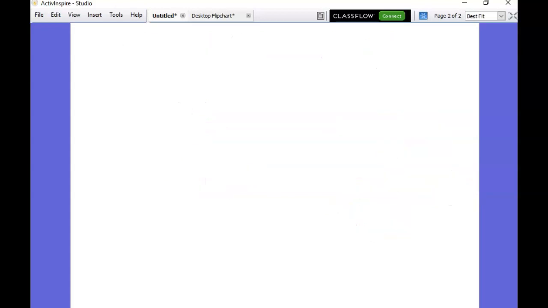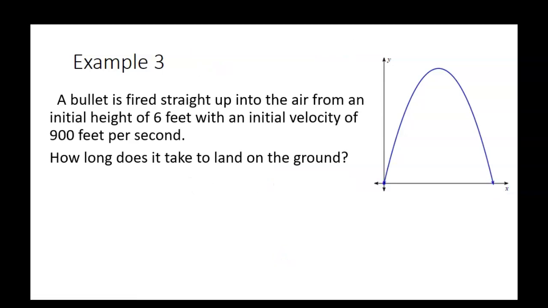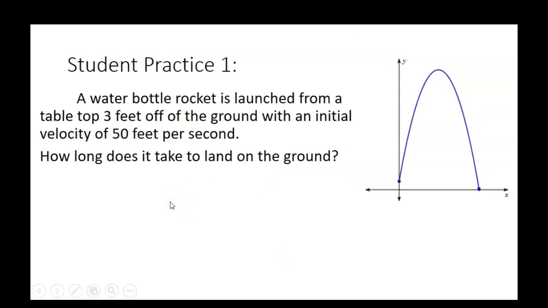So, I don't know how we're looking on time here. We got plenty of time. So, I'm sure you guys are more than happy about that. All right. I want you guys to try to find how long it would take your water bottle rocket to land on the ground.